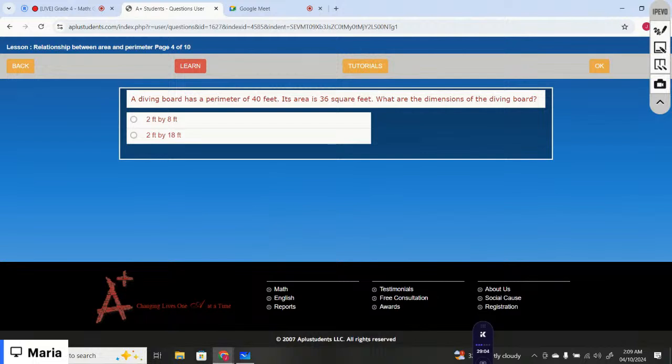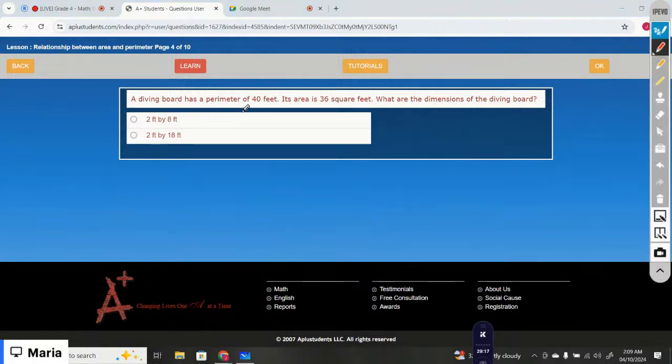A diving board has a perimeter of 40 feet. Its area is 36 square feet. What are the dimensions of the diving board? You have to find the dimensions of the diving board, right? You are given the area is 36. So the diving board is a rectangular shape, right? That means length times width makes 36.